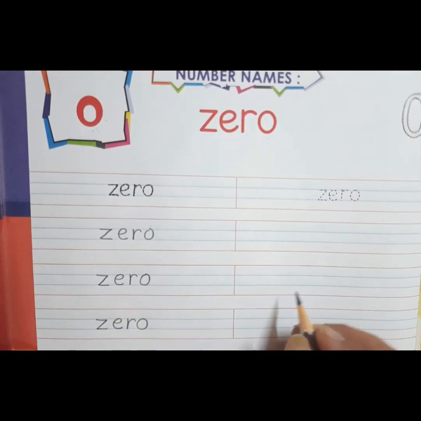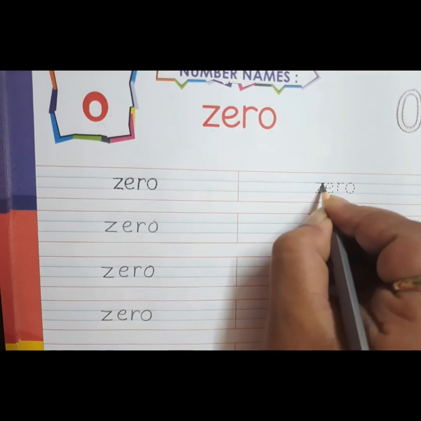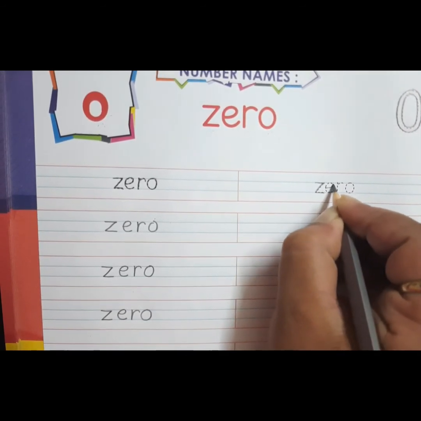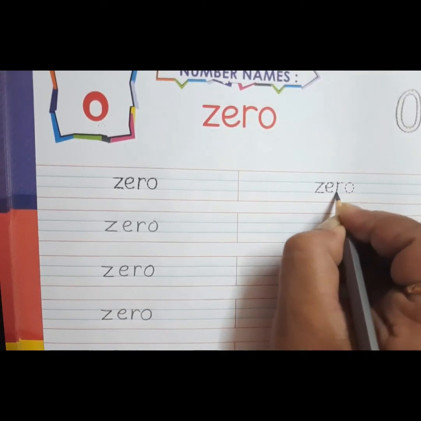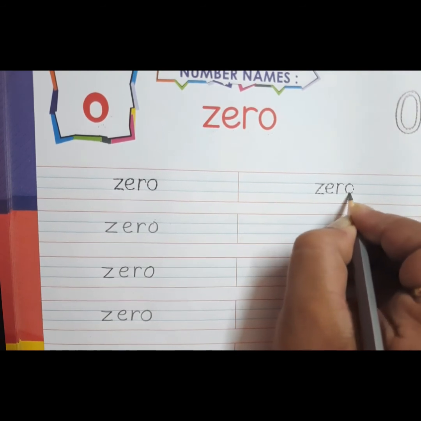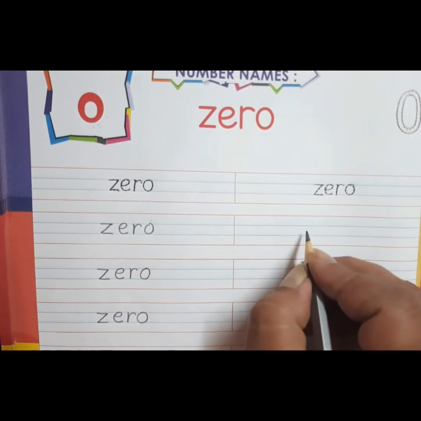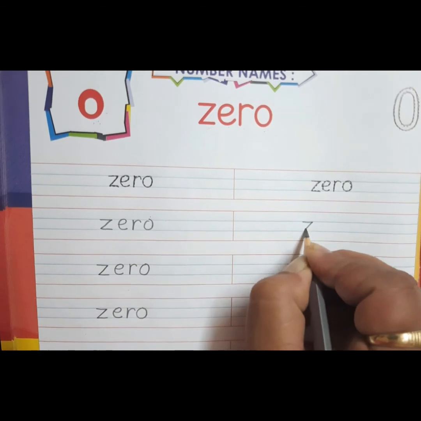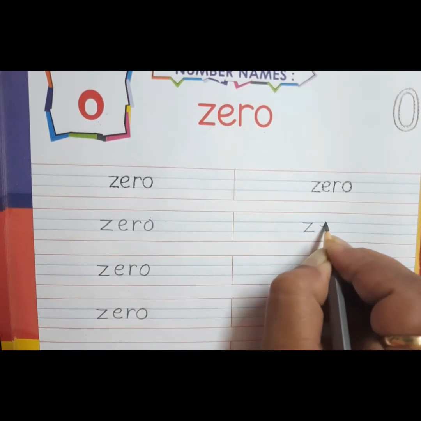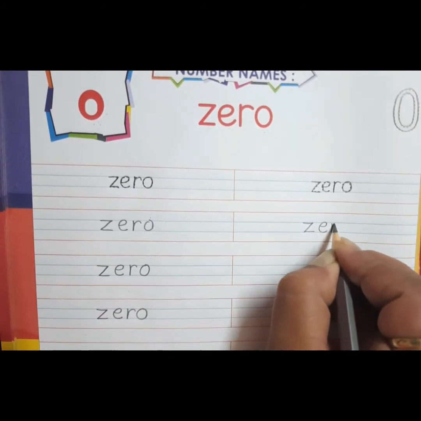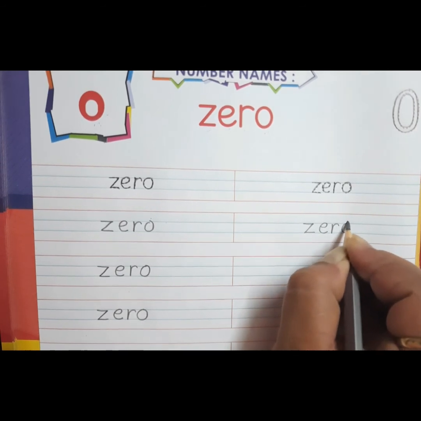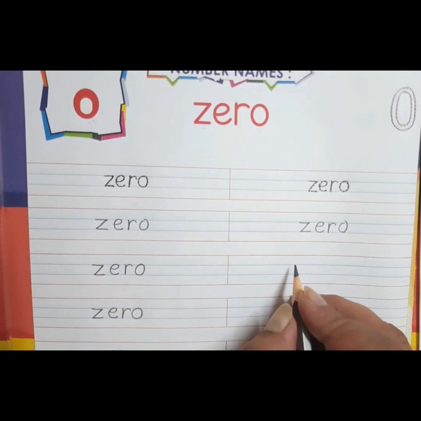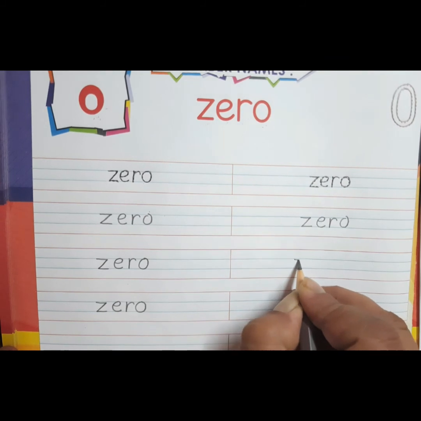So let us write Z, E, R, O, zero. Z, E, R, O, zero. Babies, you have to speak and write, right?